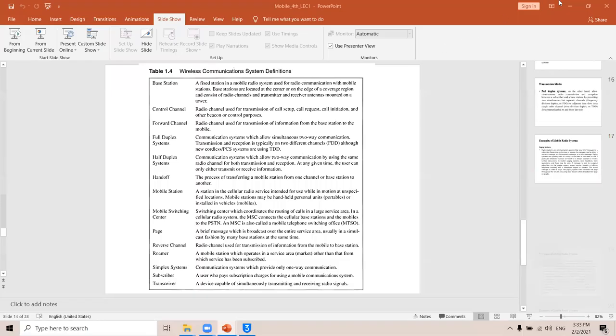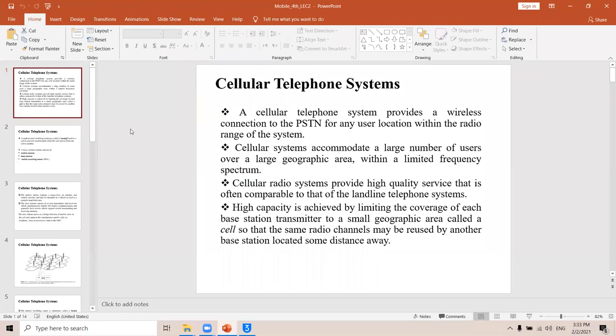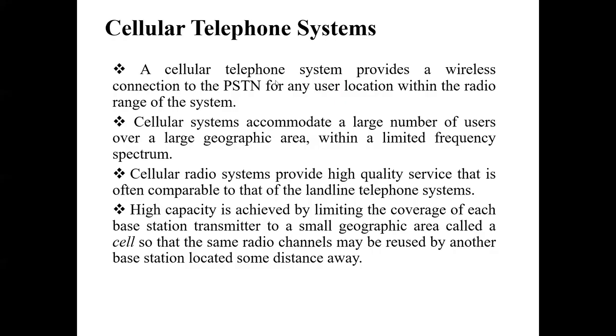Now let's go to another service of the mobile communication system, which is the cellular communication system. Another service provided by the wireless communication system is the cellular telephone system. Why are we going to install or develop a cellular communication system? Of course, for any project, any system, anything we are going to do, we have some objectives we are going to obey. So what are the objectives for the cellular communication system?